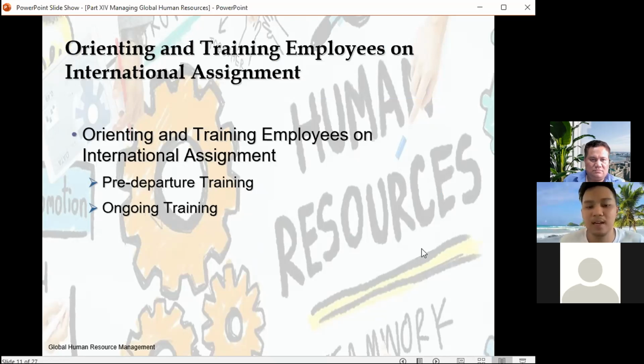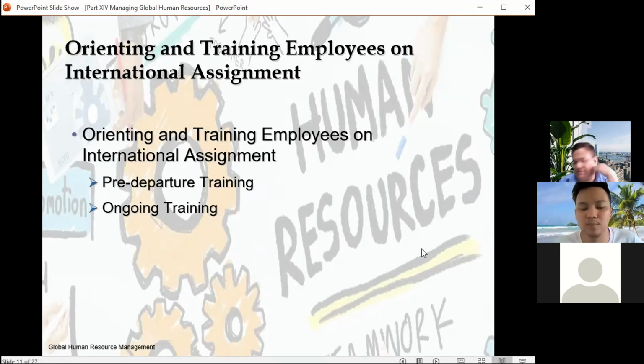So for orienting and training employees on international assignment, this is very important for success overseas. In the practice of most US employers, they are more talk than substance. US executives tend to agree that international assignees do best when they receive special training in things like language and culture. However, few companies actually provide such training, which is not a good sign.